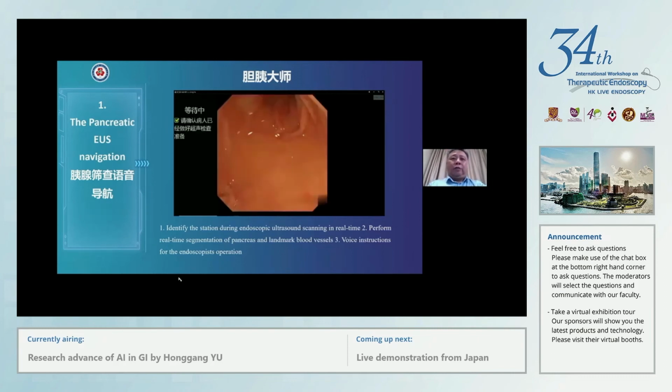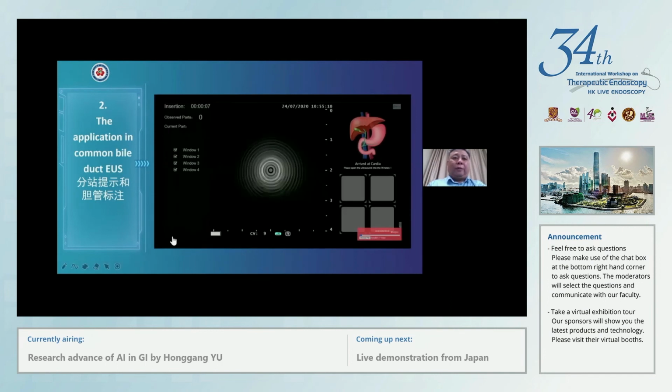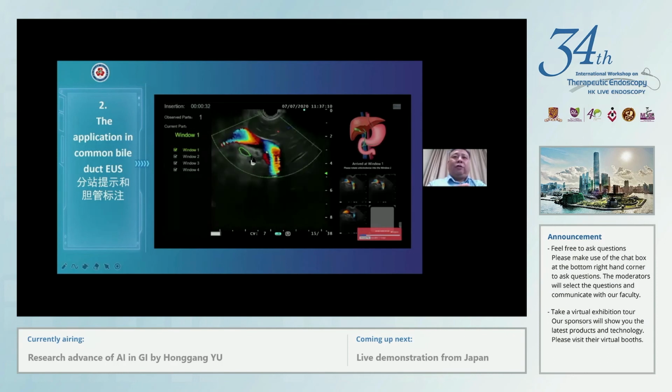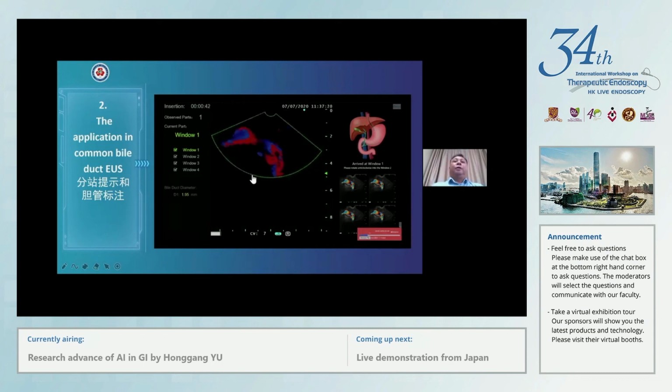Now I would like to show you the bile duct. The bile duct is a 4 stations system, so it's also similar to that in the pancreas. But now we want to show you the content or the range of the bile duct. You can see the blue line shows the bile duct, and we can see the size of the bile duct.